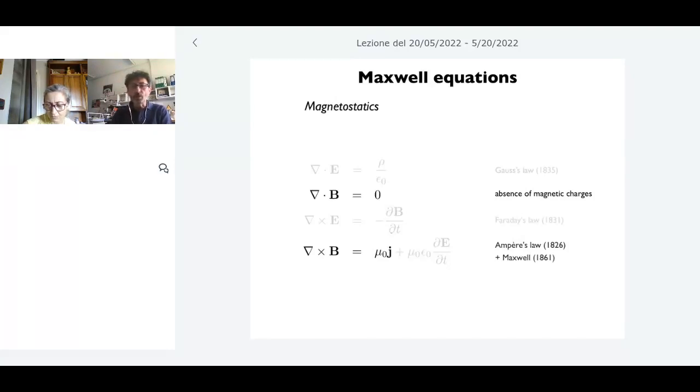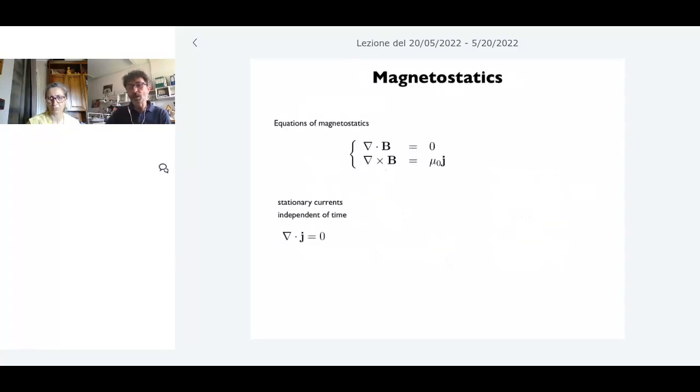How can we solve this set of differential equations? Because there are six, no? We have six differential equations. Sorry, we have four differential equations because the first involves a scalar. And so it's not that easy to solve the problem as it is. So how is it possible to solve a problem like this? Well, first of all, we have to add one thing: the fact that the currents are stationary in time. So not only is the current fixed, but also the divergence of the current is equal to 0.